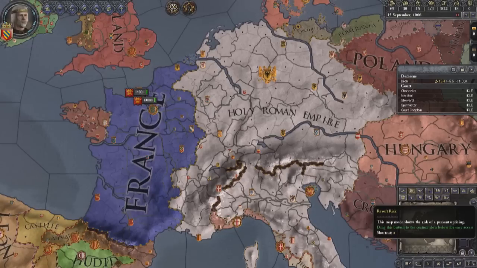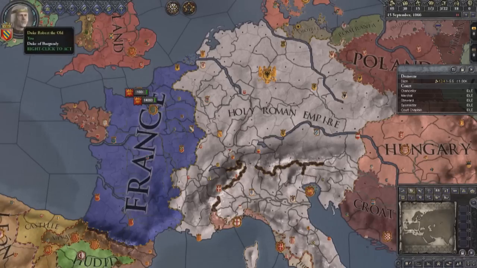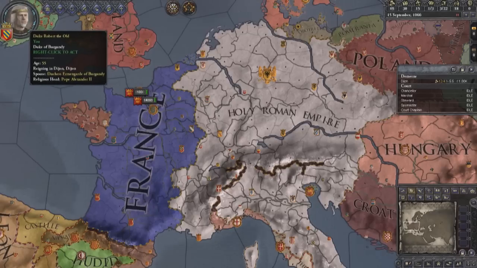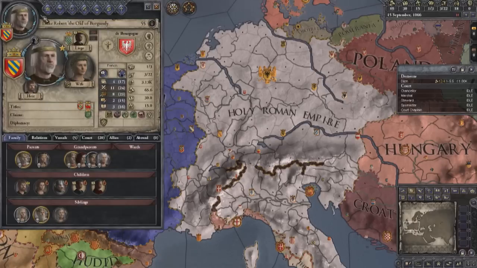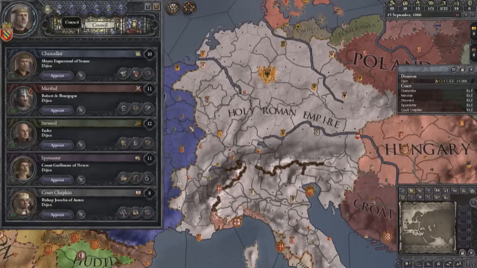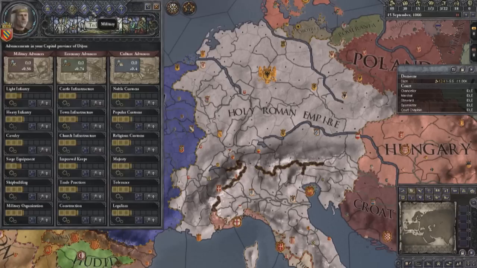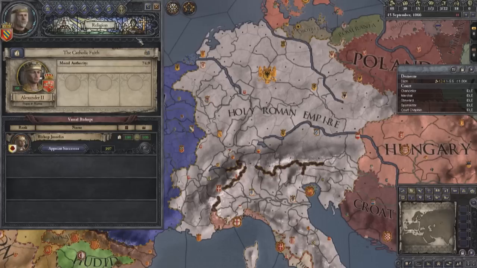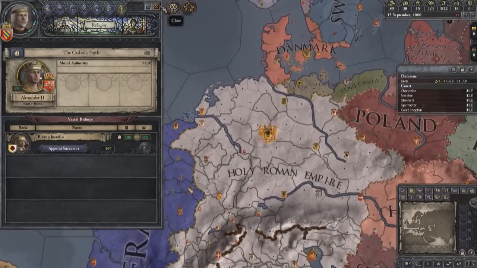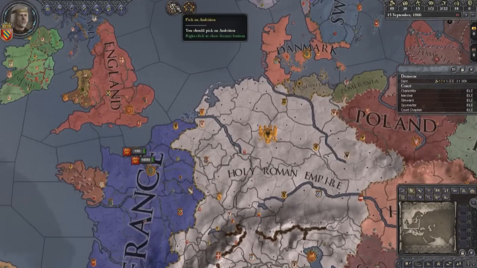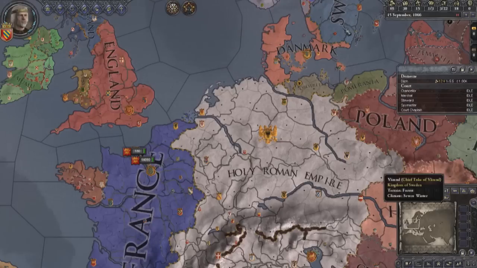So to start, let's just do a quick overview of what you see in your interface. Up here, you've got your character portrait, and if you click on it, that'll bring up your character screen. Moving along, you've also got various important tabs that you can use to gather information about what's going on and take important actions. And then here, you've got your notifications. As you can see, it's notifying me that I should pick an ambition and a character focus.